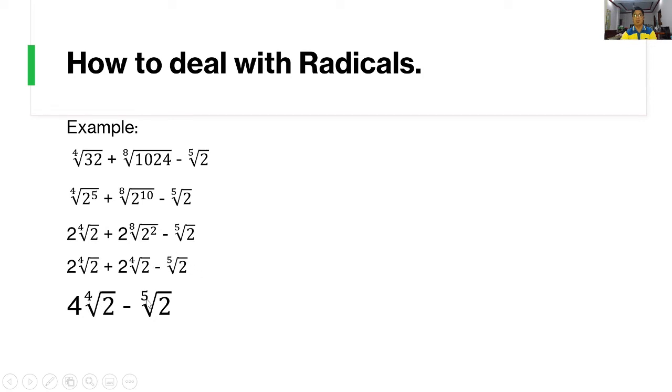Etong kabila, hindi siya similar, so nakabukod lang siya. Kung ano yung sign, yun ang ilalagay po natin. So this will be our answer para po dito sa ating pangalawang example. So we already have 2 examples. I hope you're getting the hang of it para at least alam na natin gagawin.